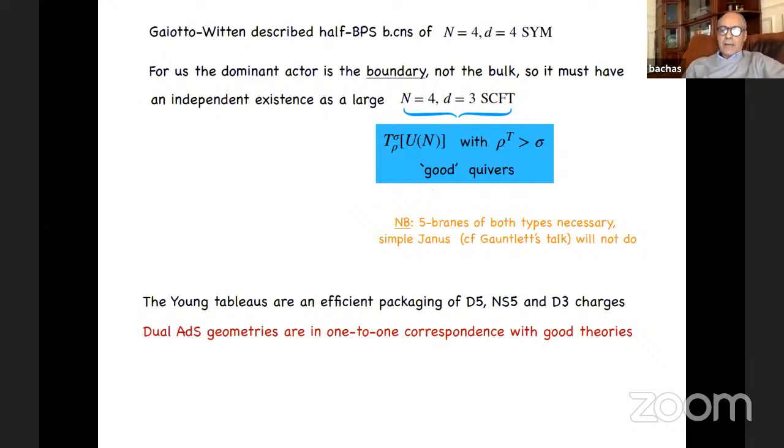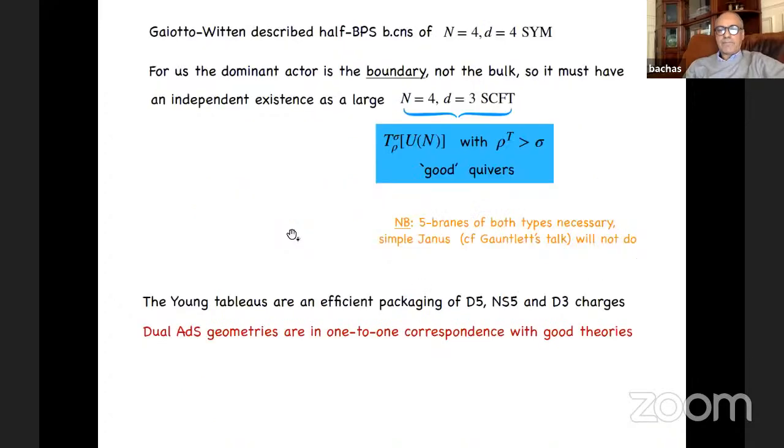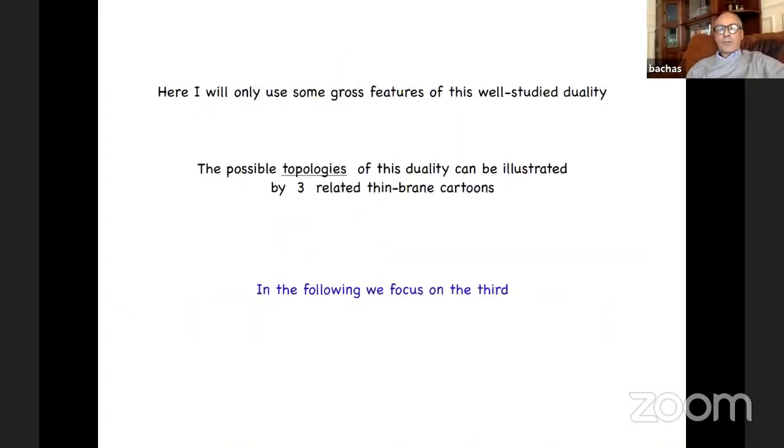And this comes from a very detailed comparison of the data of this Young tableau charge data that you can find in this paper of Assel, myself, Estes, and Gomis. Here I will use only some very gross features of this well-studied duality. And first, let me tell you about the possible topologies of this duality. And here you will connect immediately with the previous talk.